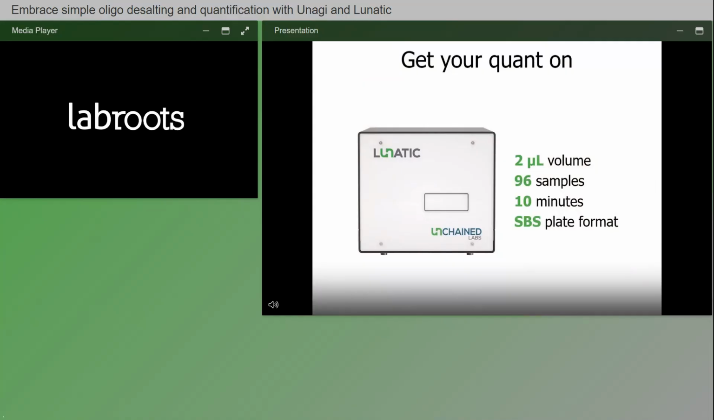For quantification, we use Lunatic. Lunatic allows you to run 2 microliters of sample volume for up to 96 samples in a normal 8 by 12 sample plate. And for that whole plate of samples, in about 10 minutes, it's going to give you answers on quantification using UV-Vis. Lunatic's plates are also SBS plate format, so that you can run this on automation and use that for sample loading or for running a whole process with Lunatic.